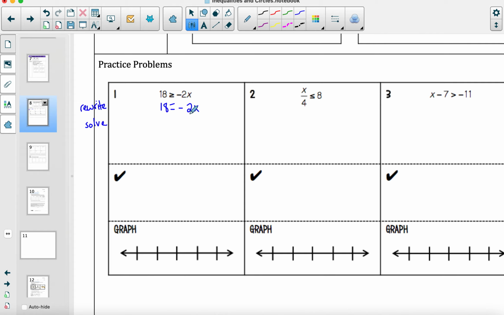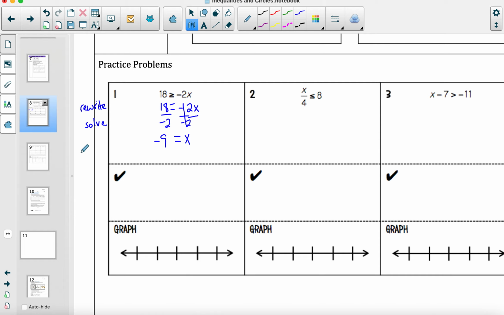I know that this operation, negative 2x, is multiplication. So I'm going to do the opposite. I'm going to divide by negative 2. Negative 2 divided by negative 2 is just x. 18 divided by negative 2 is 9, and it's negative because they're different signs. So now I have x equals negative 9.